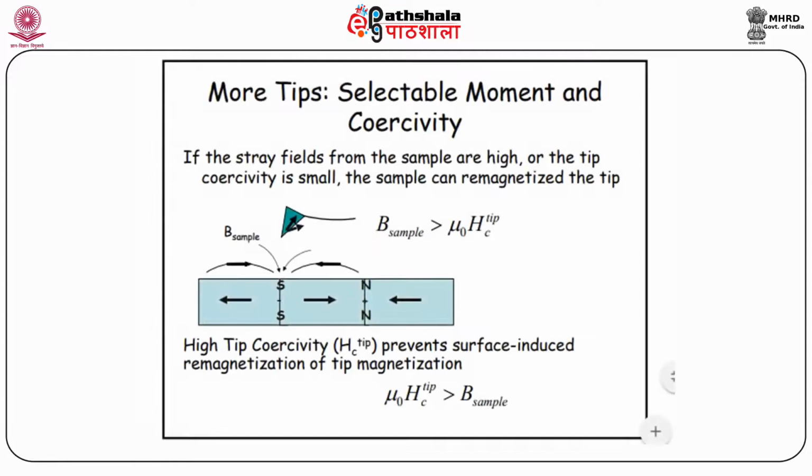If the stray fields from the sample are high or the tip coercivity is small, the sample can re-magnetize the tip, which has been shown here. High tip coercivity prevents surface-induced remagnetization of the tip magnetization. It has been shown by a relation here.